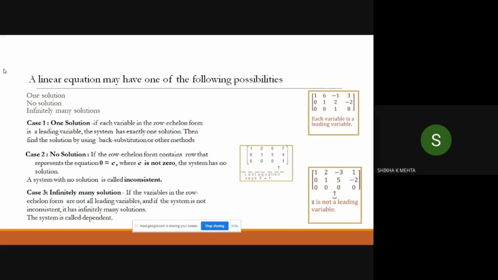So you have a reasoning for that: the equation 0 = C means here Z is equal to 0, but the actual value is not equal to 0, so this is a contradiction, so it will have no solution. So from these three examples, you can understand from the row echelon matrix itself, and conclude whether the linear equations will have one solution, no solution, or infinitely many solutions.